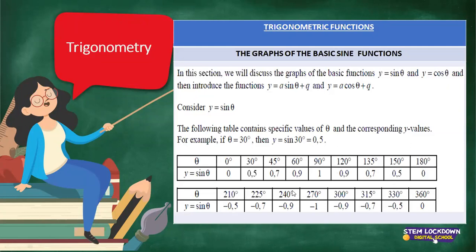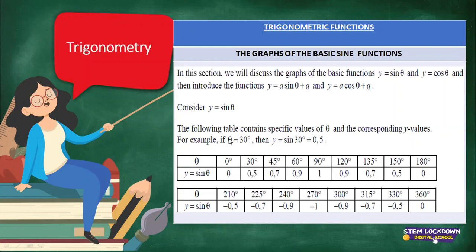So let's extend it to 360. We have 210, 225, 240, 270, 300 up to 360. You find all the values. Basically the values of our theta range from 0 to 360, and these are the corresponding y values. So now with these two tables, you can plot a graph of what? y equals sin theta.